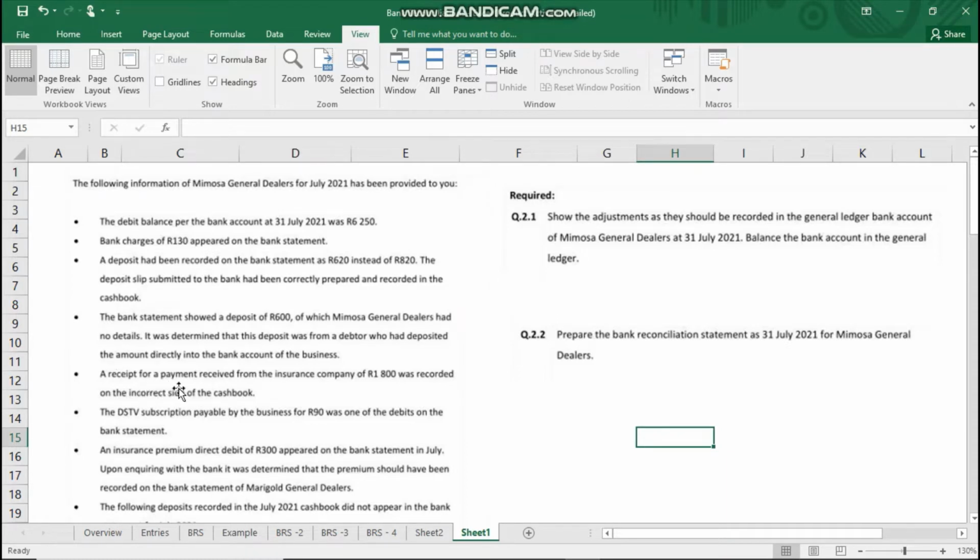Next is a receipt for a payment received from the insurance company of R1800 was recorded on the incorrect side of the cash book. So there was a payment received from the insurance company. It means that there must be some insurance claim received from the insurance company of R1800. So 1800 was the amount that should have been debited in the bank account in the business books. Instead of being debited, this was credited wrongly. When they are saying was recorded on the incorrect side of the cash book, I am assuming that this was credited in the bank ledger.